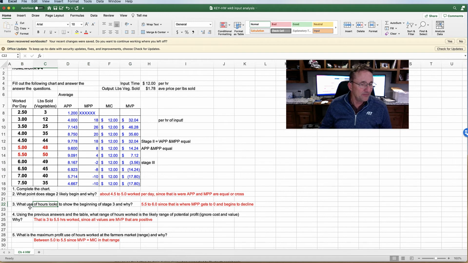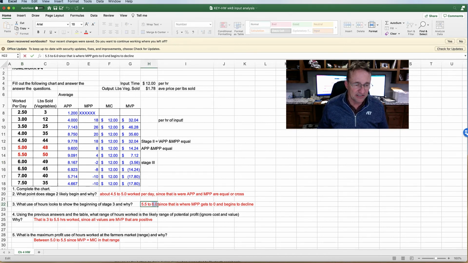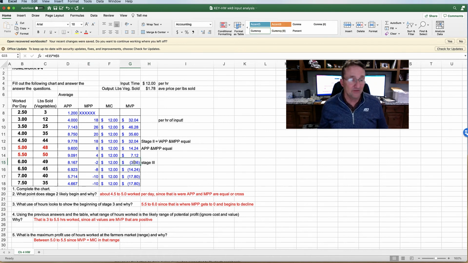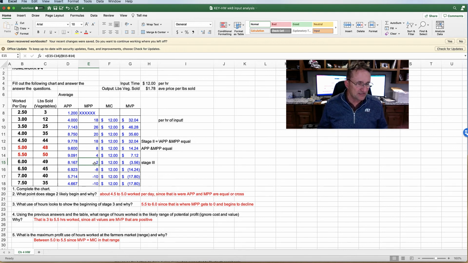Keep going through here. What use of hours looks to show the beginning of stage 3? Well, that's right here where it drops off. So really, when you move from 5.5 to 6, you could also just say 6, since that's where MPP starts to be 0. But it's somewhere between 5.5 and 6, because that's where MPP and MVP, both of those, become negative. So we're losing production.